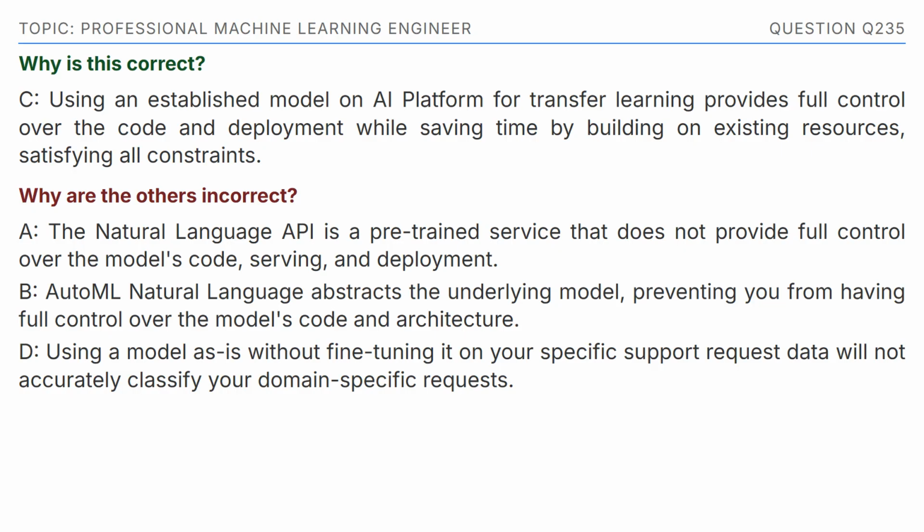Why are the others incorrect? A. The Natural Language API is a pre-trained service that does not provide full control over the model's code, serving, and deployment. B. AutoML Natural Language abstracts the underlying model, preventing you from having full control over the model's code and architecture. D. Using a model as is without fine-tuning it on your specific support request data will not accurately classify your domain-specific requests.